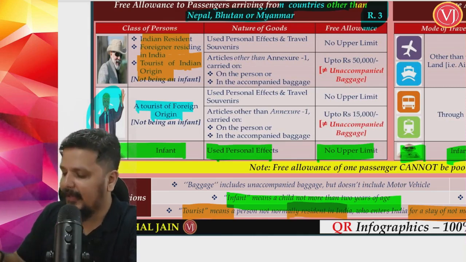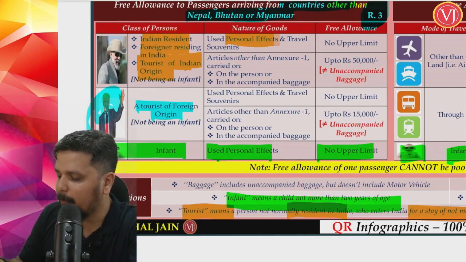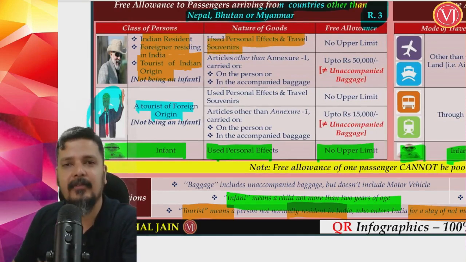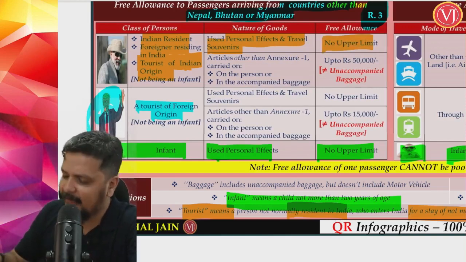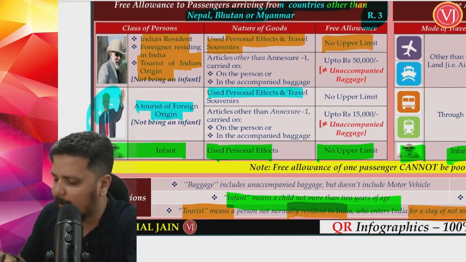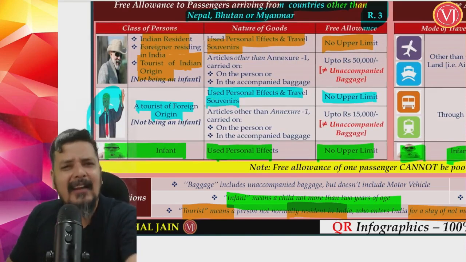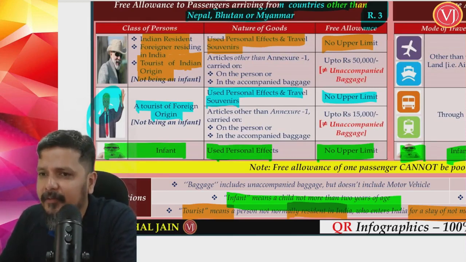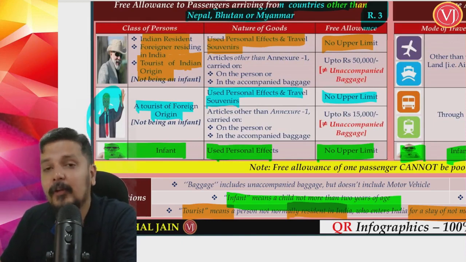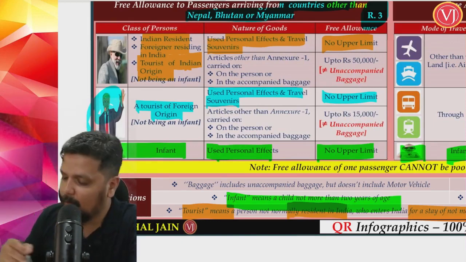Now, in the first category, if you are talking about your used personal effects and traveling items, there is unlimited exemption. Even in the second category, for used personal effects and traveling items, unlimited exemption. There's no limit for your old items. The limit is only where? For the new items.